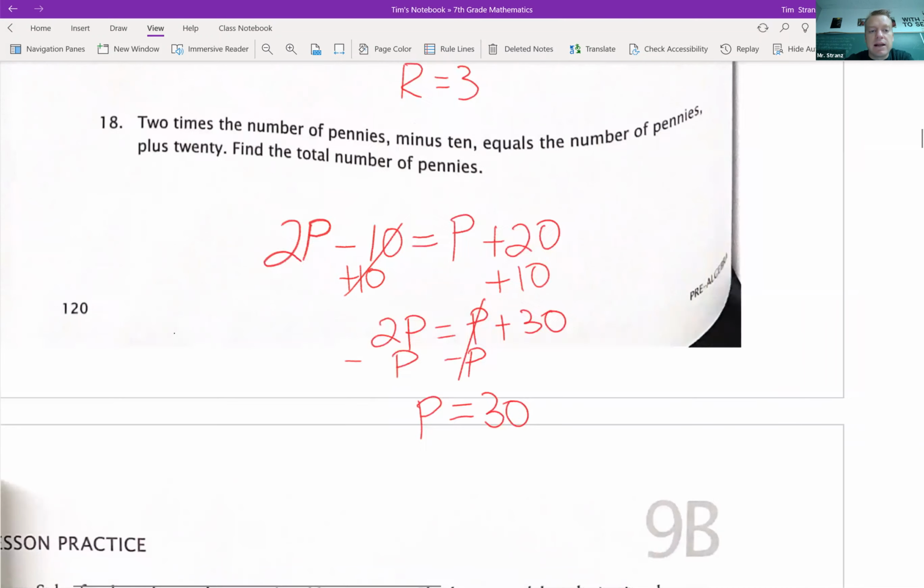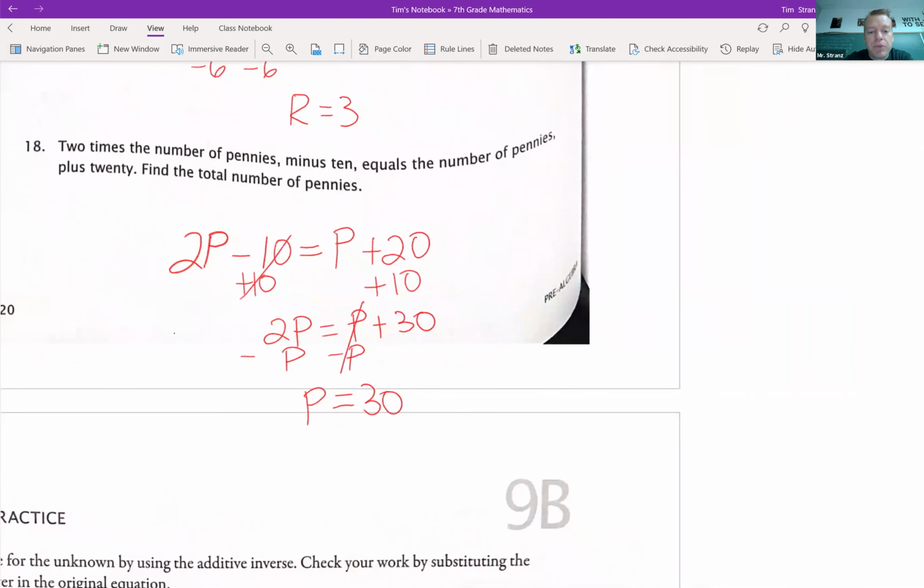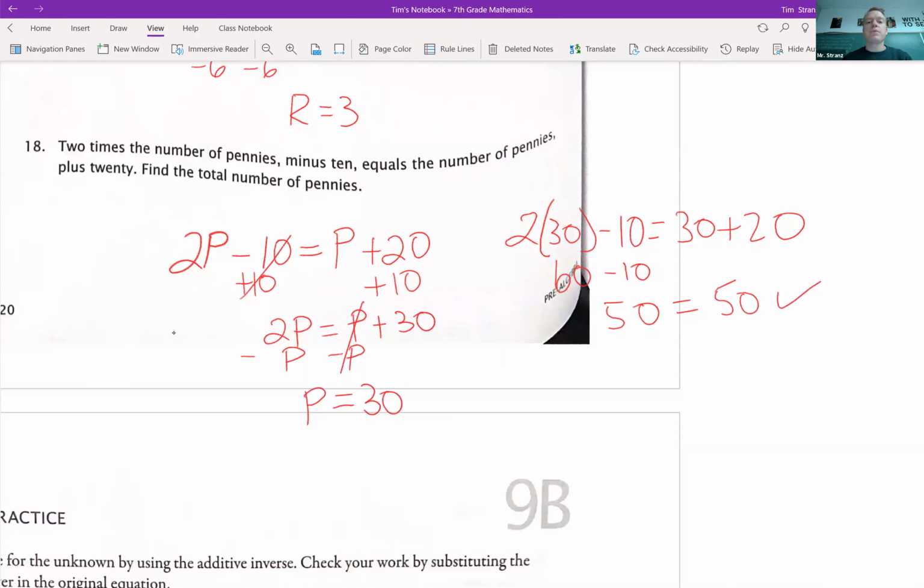Okay, and I can go back and check my work by putting in 30 for every time I see P. So if I did 2 times 30 minus 10 equals 30 plus 20, I can see 2 times 30 is 60. 60 minus 10 is 50. 50 equals 30 plus 20, which is 50. Okay, so there you go.